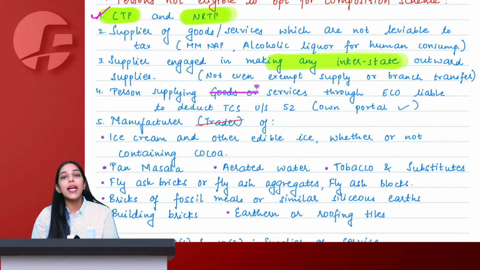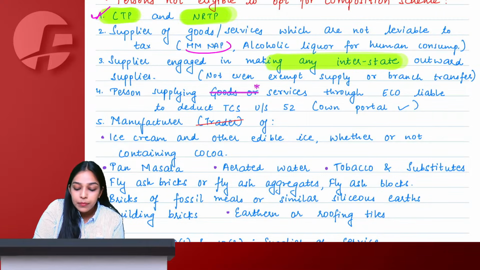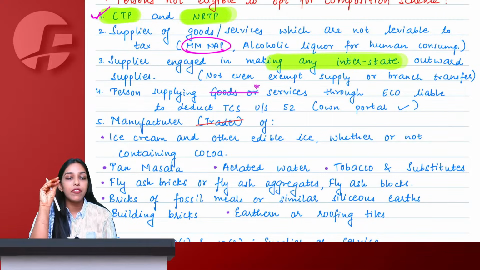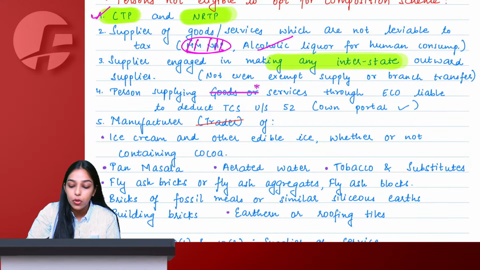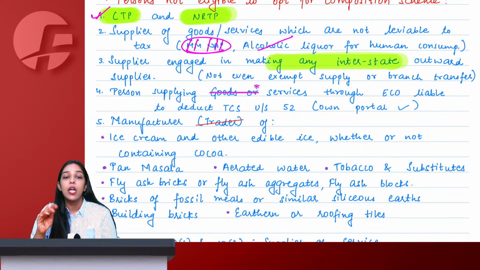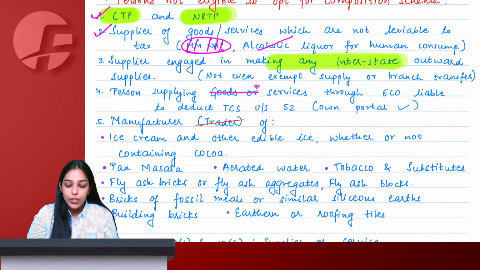Second, if you are supplying such goods or services which are not leviable to GST only, like those 5 petroleum products we told you about: high speed diesel, motor spirit, natural gas, aviation turbine fuel, petroleum crude, and alcoholic liquor for human consumption. GST is not the only tax applicable on these kinds of products. So if I am dealing in these things, I cannot opt for the composition scheme.